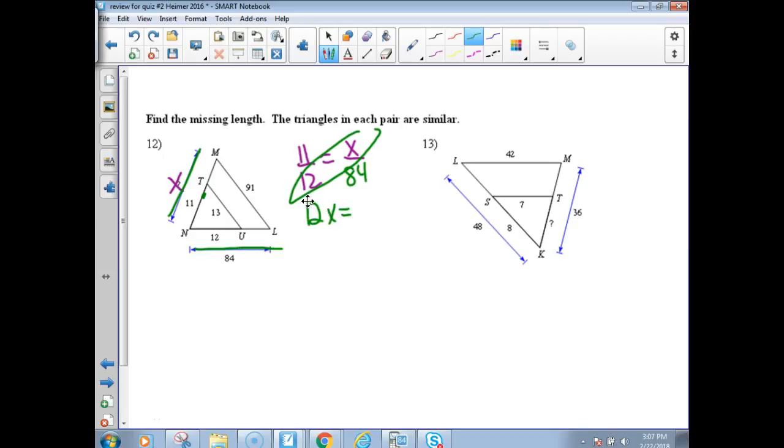So 12x equals, big numbers, 11 times 84, was that 9 what? And then divide by 12, and I think we get something nice. 77. Okay. All right.